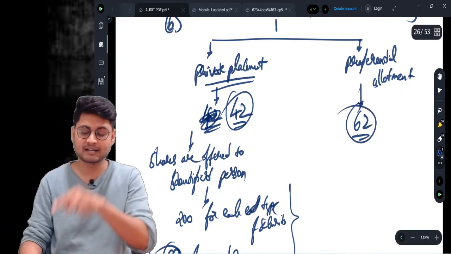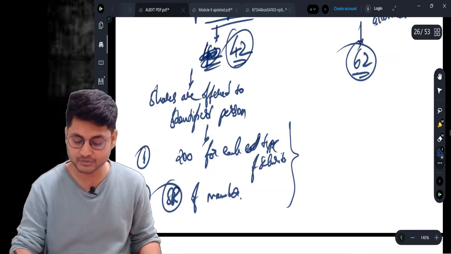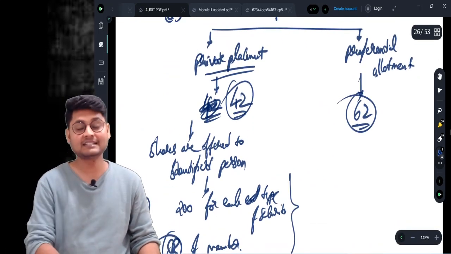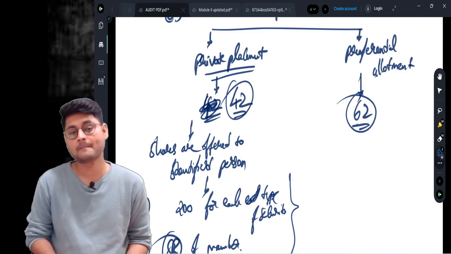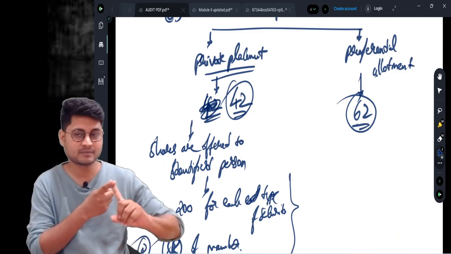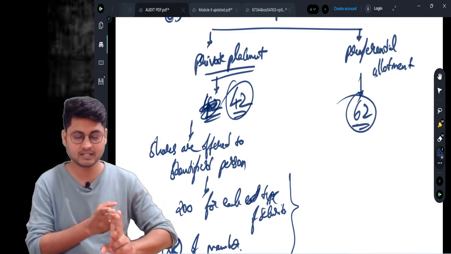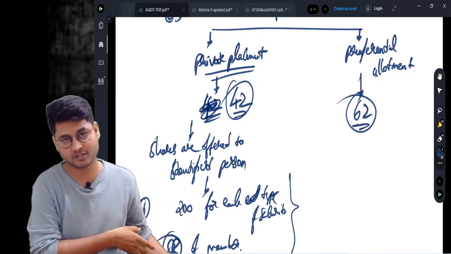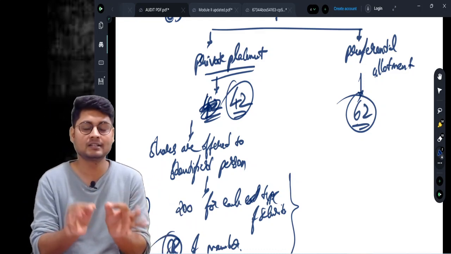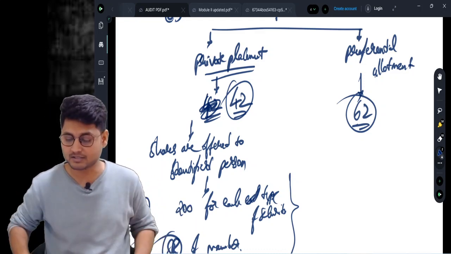Now, as an auditor, under this subclause, you need to report a few things. If any private placement or preferential allotment happened in the current year, then whether the provisions of section number 42 and 62 are complied with or not, and whether the money collected by the company is utilized for the intended purpose or not. This is what you need to report in this clause.